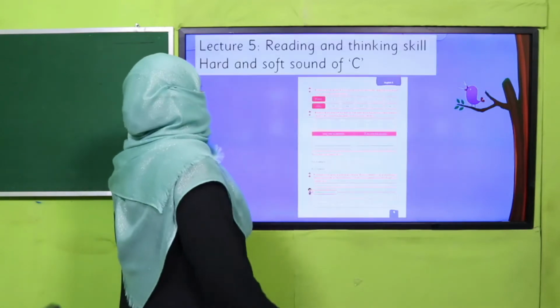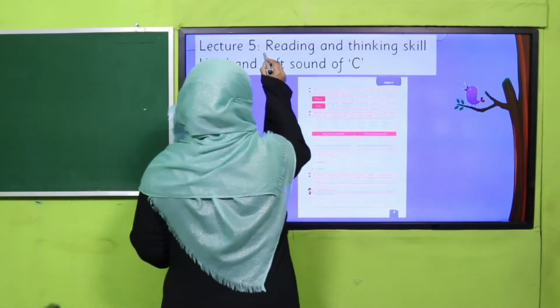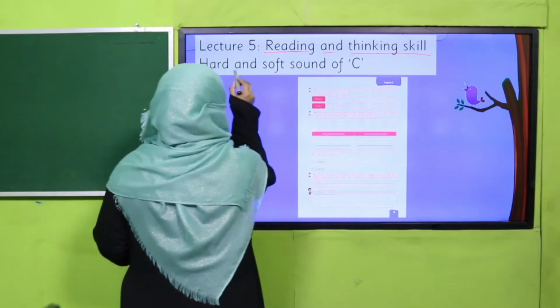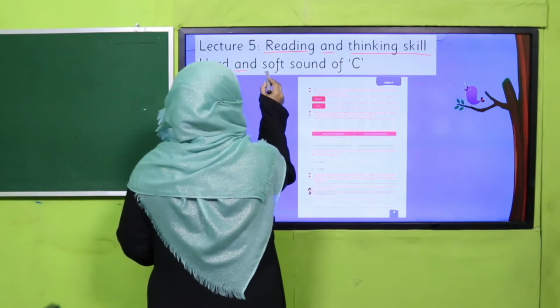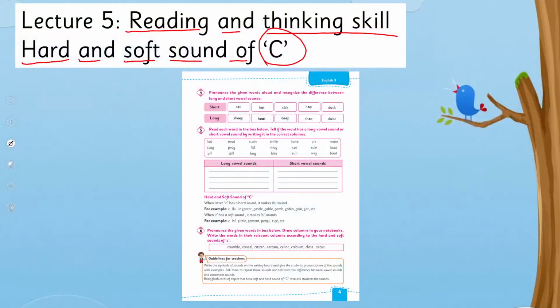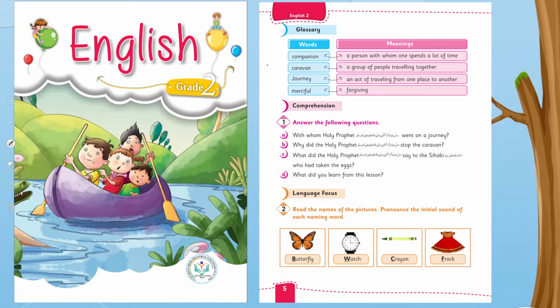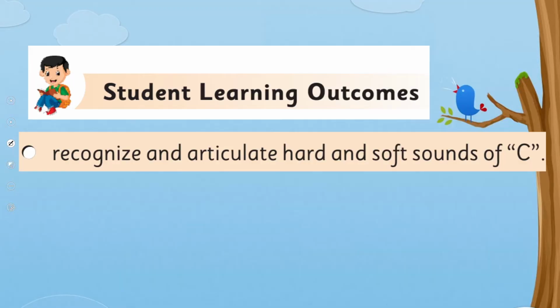Yes, my dear students, today under the title of Reading and Thinking Skill, we are going to learn about hard and soft sound of C. Before this in English for grade 2, we have already studied the sounds of different letters. I hope you remember. And so far we have discussed the sound of C as K. So today we'll learn further to cover the SLO, to recognize and articulate hard and soft sound of C.